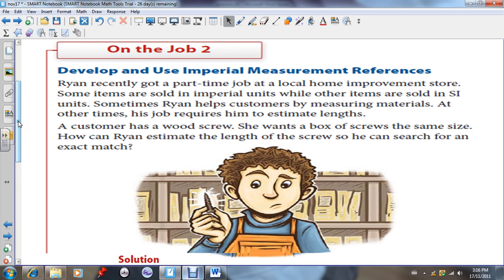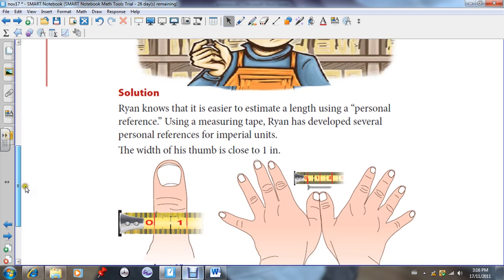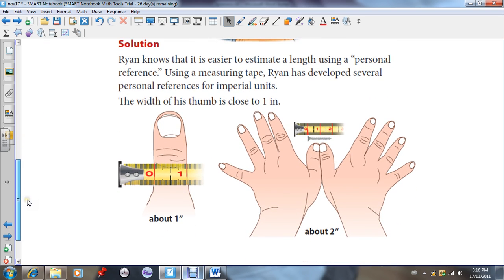Guess what, boys and girlies? You know what Ryan is going to do? He's going to use a personal reference in order to estimate. So let's see what he does. The solution. Ryan knows that it is easier to estimate a length using a personal reference. Again, a part of your body that stands for a certain imperial measure. Using a measuring tape, Ryan has developed several personal references for imperial units.